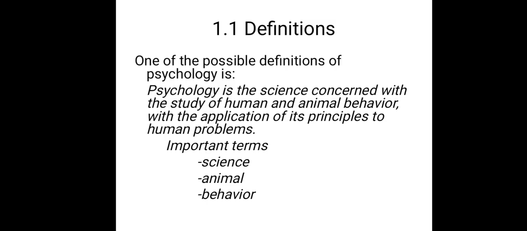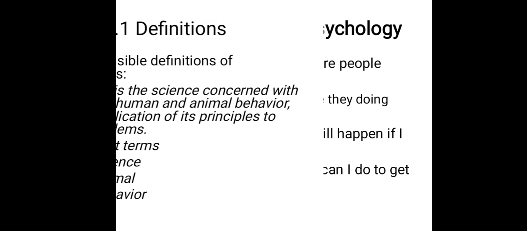As you know, psychology is made up of two Greek words, psycho and logos. Psycho meaning mind, logos meaning study. So, psychology basically means study of the mind. Psychology can be defined as a scientific study of human and animal behavioral and mental processes. Or, as it says here, psychology is a science concerned with the study of human and animal behavior with the application of its principles to human problems. Important terms in psychology are science, animals, and behaviors.